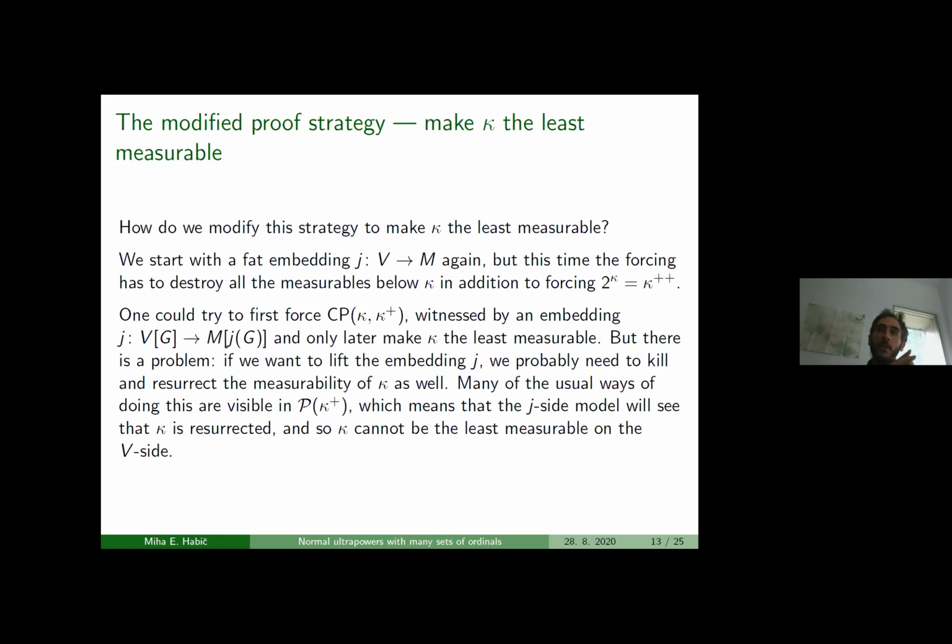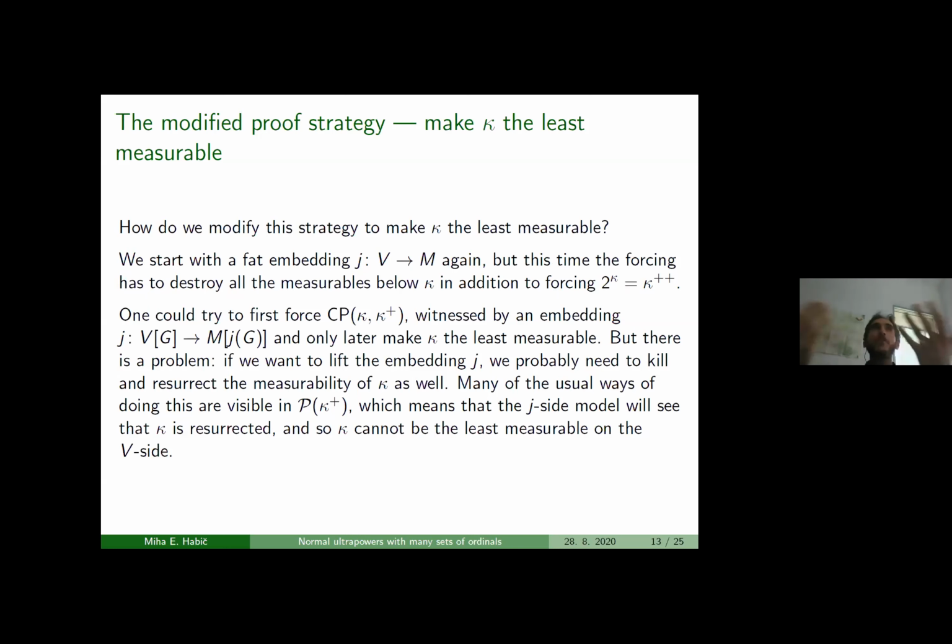All right. So what we need to do is, we're going to start with a fat embedding again. But the forcing that we do now has to make GCH fail, but it also needs to kill all of the measurables below kappa.